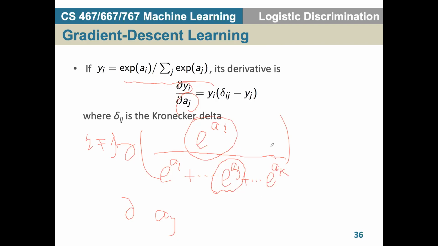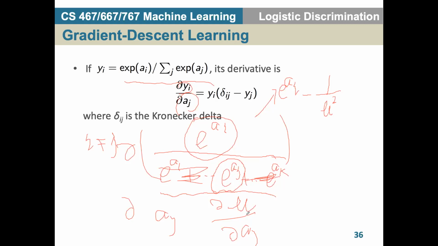You can see the term down there. Firstly, you treat this as, let's say, u, and the numerator is a constant you write at the beginning, and then this is one over u. If you take the derivative, it's negative one over u squared. Then we take the derivative of u with respect to aj. Only one term, e to the aj, is relevant to aj, and its derivative is e to the aj itself.